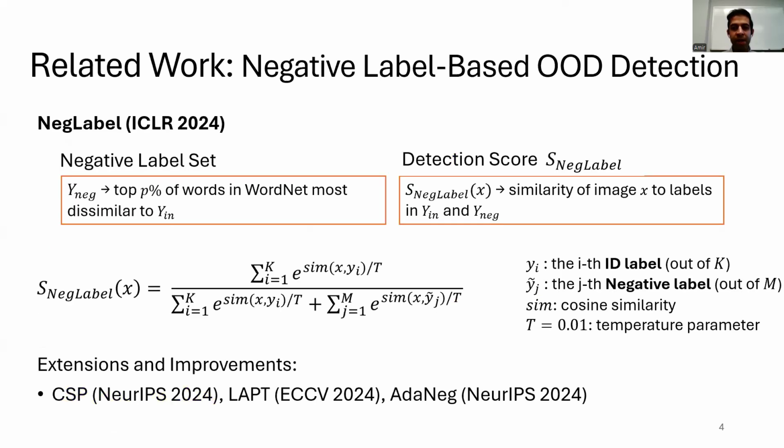Negative label-based OOD detection was first introduced in NegLabel. Their key idea is to create a set of negative labels by ranking the words in WordNet based on their semantic similarity to the ID labels, and then selecting the top % of the most dissimilar words. For a given image, they define a scoring function that compares the image's similarity to the ID labels and the negative labels. This score is computed using a softmax style aggregation over the similarity values from all ID and negative labels. This idea has been extended and refined in several follow-up works.